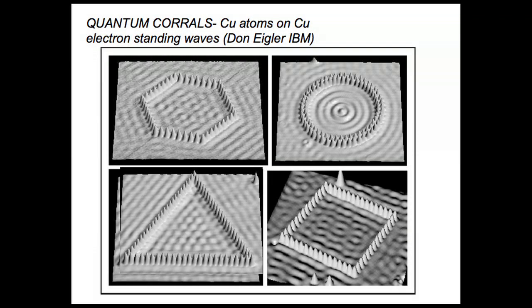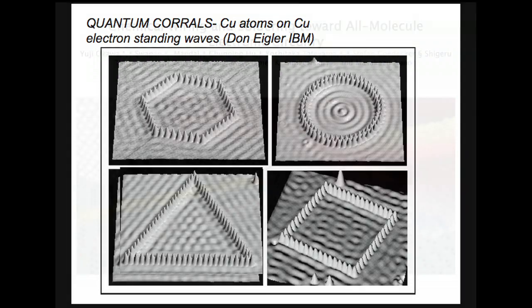My colleague Don Eigler, who was at IBM at the time, made even more fantastic structures where he used the atoms to manipulate the surface such that you could make standing wave patterns. And what you see here are atoms which have been rearranged into a hexagon, a triangle, circle, and a square. And you can see how, depending on the shape, the patterns of the electron standing waves change. In particular, the circular one really resembles something like a pebble being dropped in a pond.